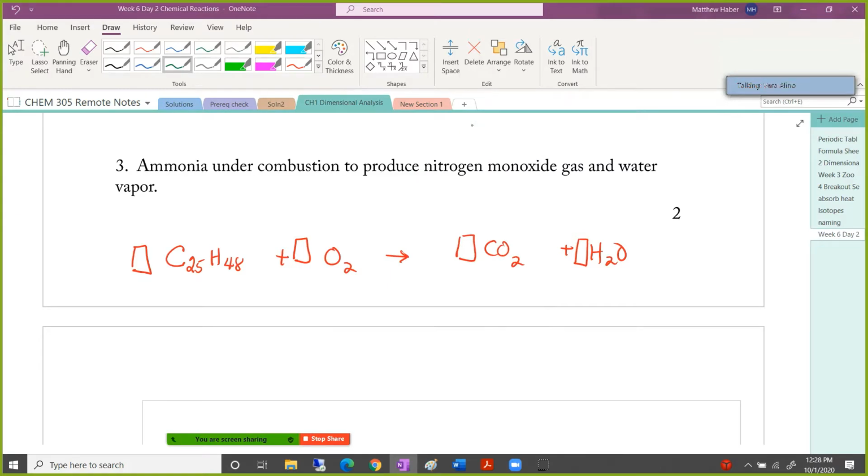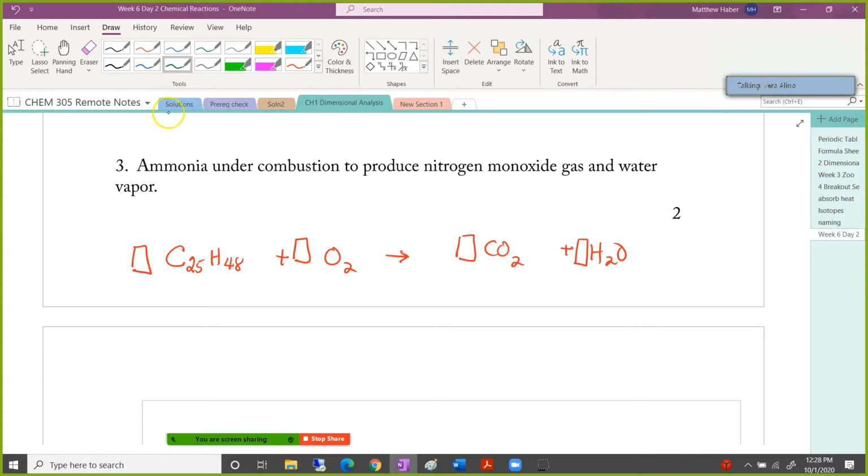Okay. The naming of organic molecules. We're not gonna get to that. If you are going to Chem 306 or taking an organic chemistry class, then you're gonna learn how to name these organic compounds.